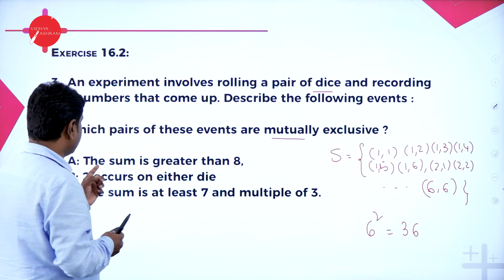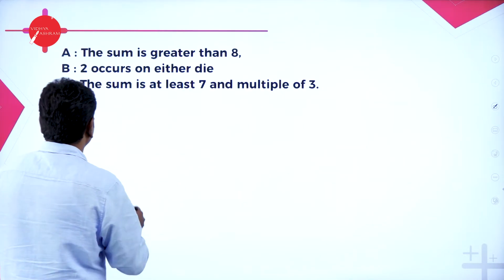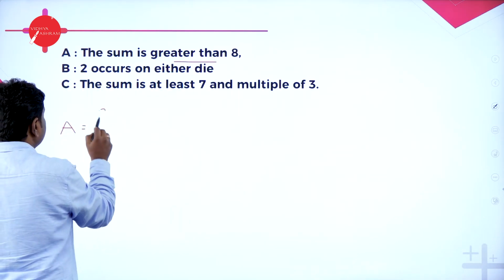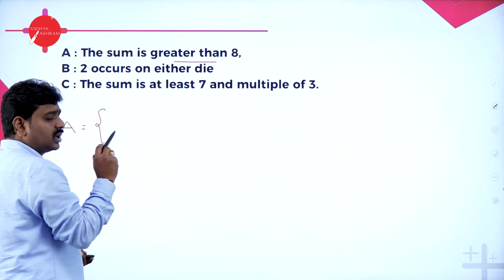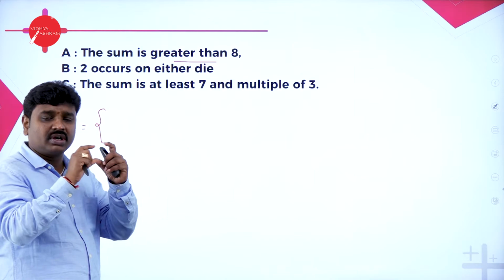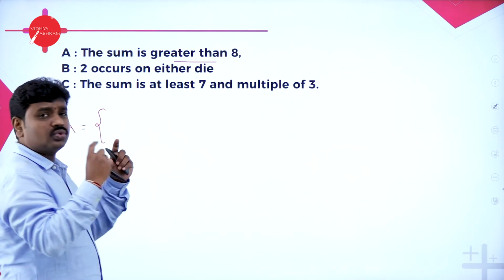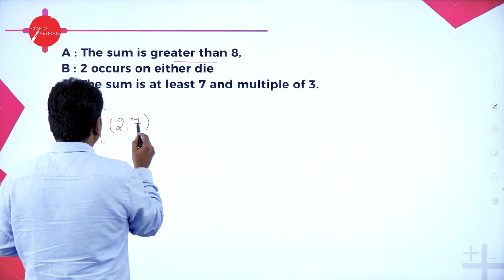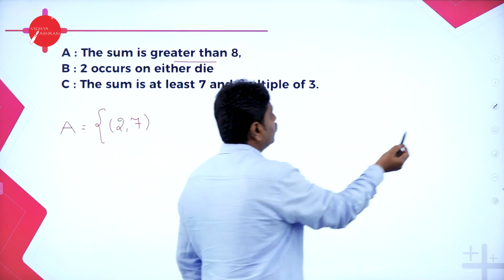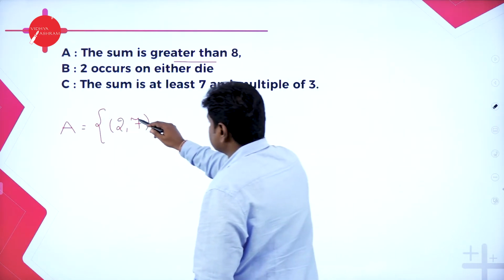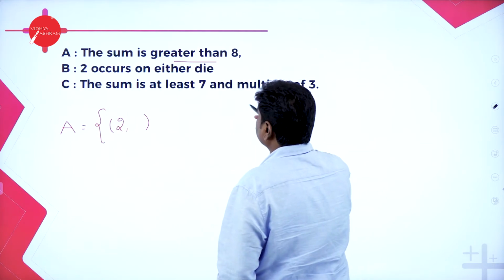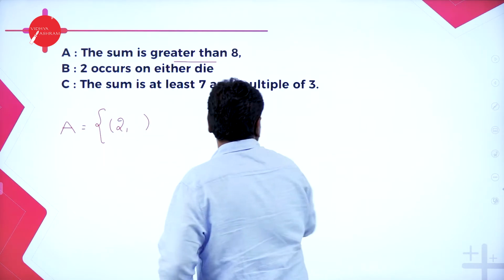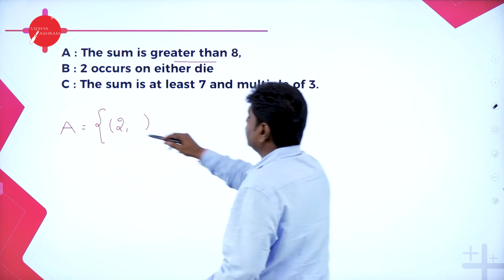Coming to this, the event is sum greater than 8. So I will pick those outcomes where the sum is greater than 8. I cannot take 1 with any combination because 1,6 gives you 7. With 2, 2,6 gives 8. Can we take 2,7? No, a die contains only till 6. So with 2 also I cannot get anything. So with 1 and 2 we cannot.